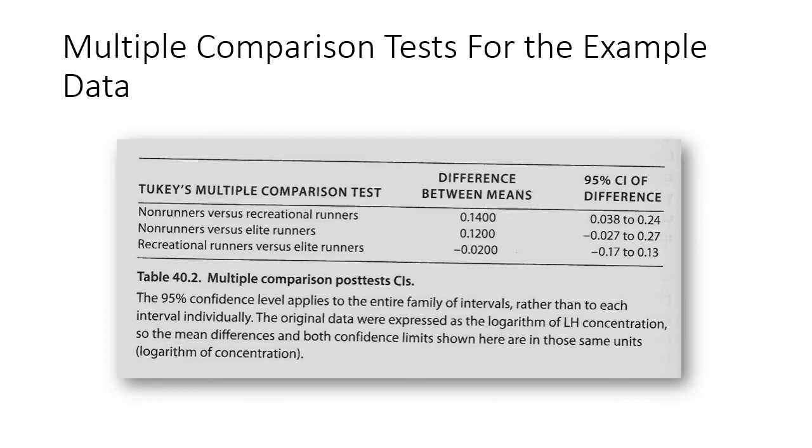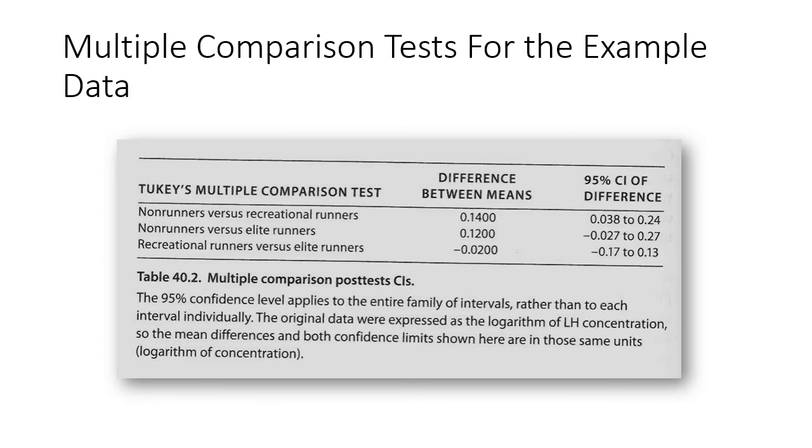So for instance, if the LH levels were lower in the recreational runners and I subtracted that from the non-runners, it would be positive. If I did it the other way around, it'd be negative. It doesn't really matter as long as it doesn't cross that threshold, that 0 threshold there. Okay, so again, note here, this is when we're looking at differences. I'm subtracting one from another.